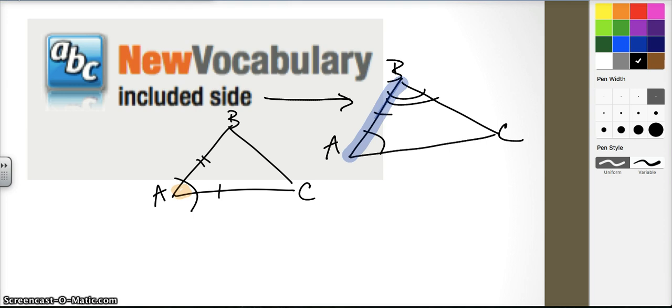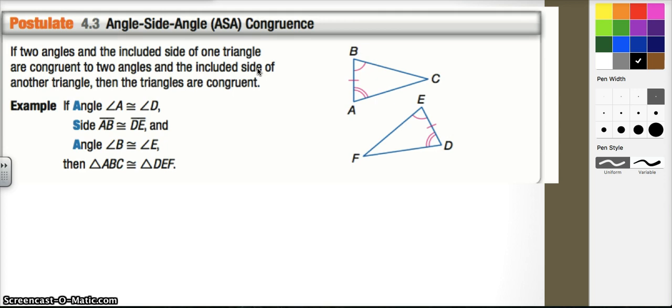Let's go ahead and look at some of these postulates. The first postulate we'll look at today is the angle-side-angle congruence postulate. It basically says if you have two triangles and you can prove that the angle, side, and angle of one triangle are congruent to the angle, side, and angle of another triangle, in that order, with the side being the included side between those two angles, then by ASA you can prove that the two triangles themselves are congruent.